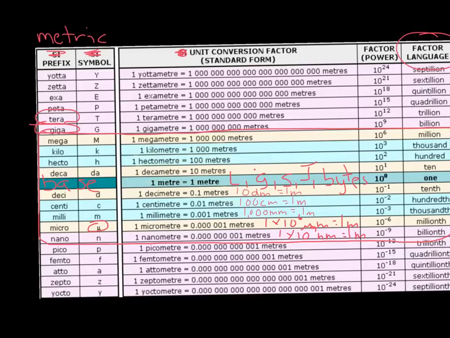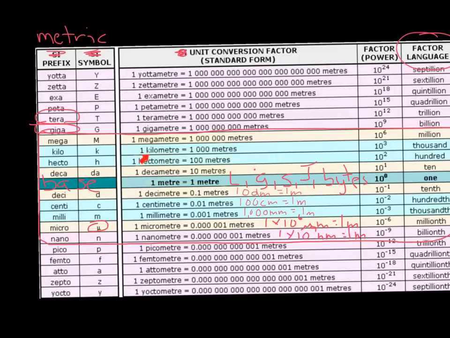Let me make sure. Let's see here. So I want you to record in your notes this equality for megameters. And remember, you can substitute in megaliter equals 1 million liters, megagram equals 1 million grams, megaseconds equals 1 million seconds, megajoules equals 1 million joules, megabytes equals 1 million bytes.